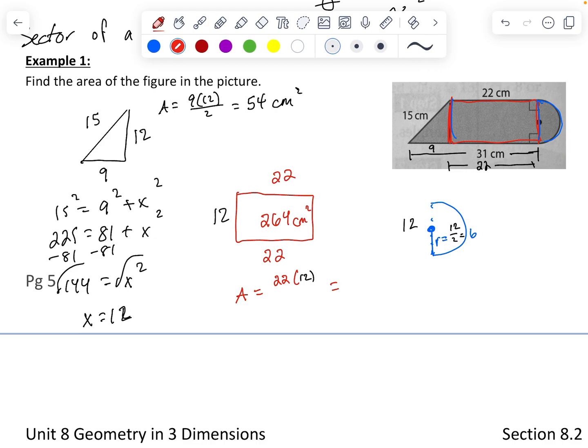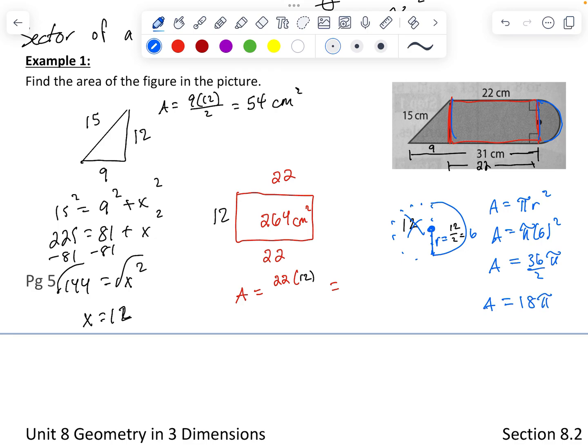And then finally, the new part. Well, let's see. The area of a circle is pi r squared. So that's going to be pi times 6 squared, or 36 pi, but we only want half, right? We don't want this part. That's not in our shape. So we're going to have to divide this by 2.